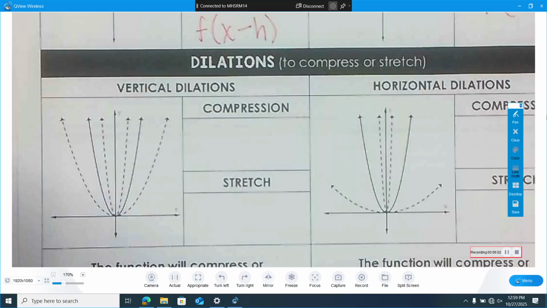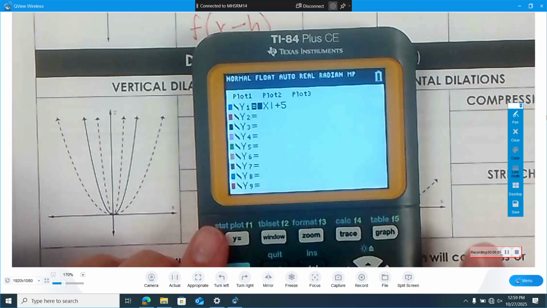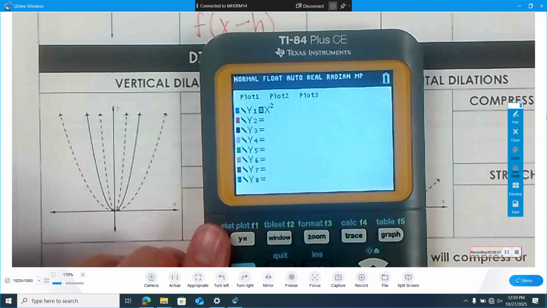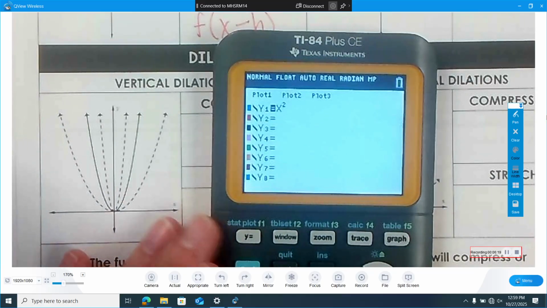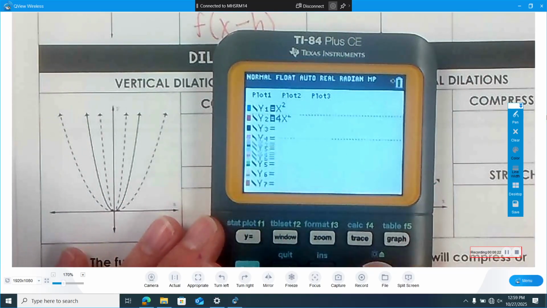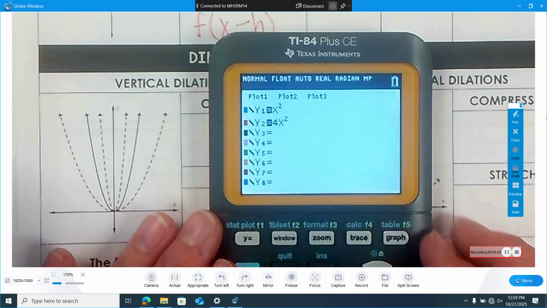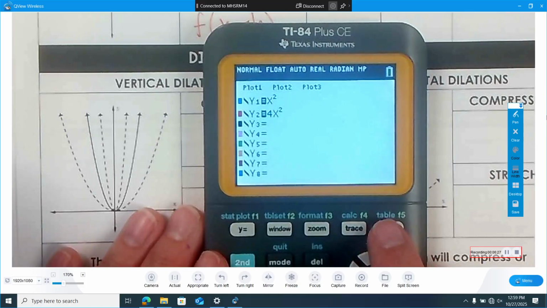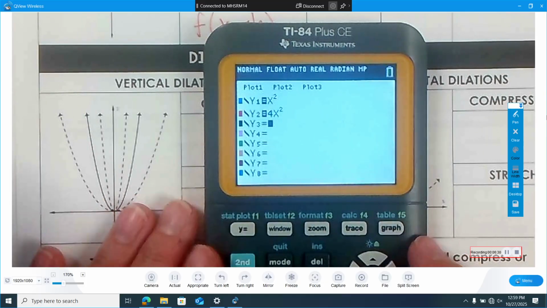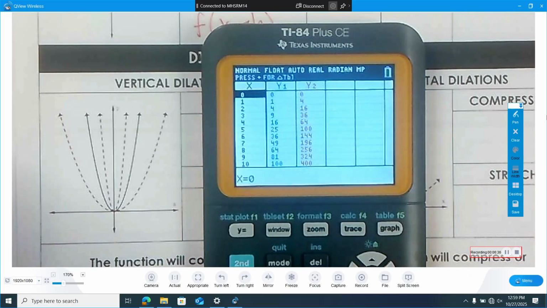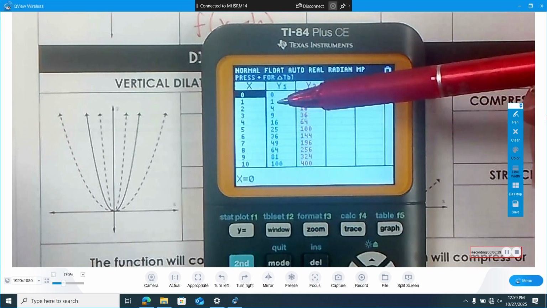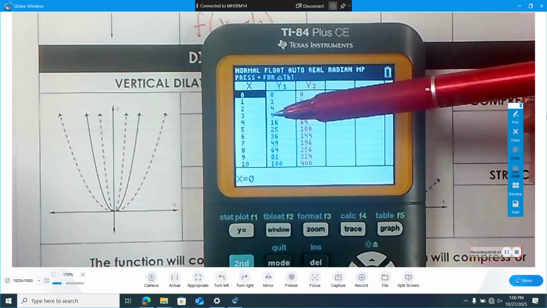So let's say I'm looking at a basic parent function like x squared, and what I want to do is put a number in front of this x squared graph, in front of my parabola. So I'm going to do 4x squared, okay? And what I want you to see, we're going to look at the table. You can see in blue is the table. And we're going to compare the y values, because I think this is just really great. So my original parent curve goes through (1, 1), (2, 4), and (3, 9).